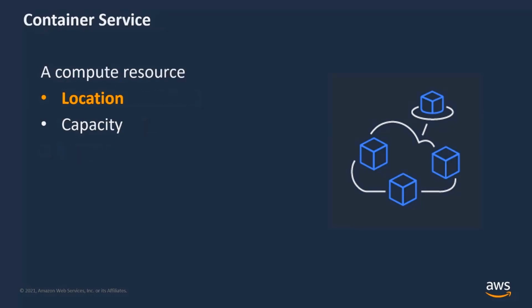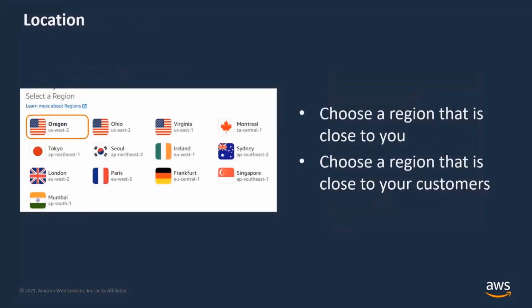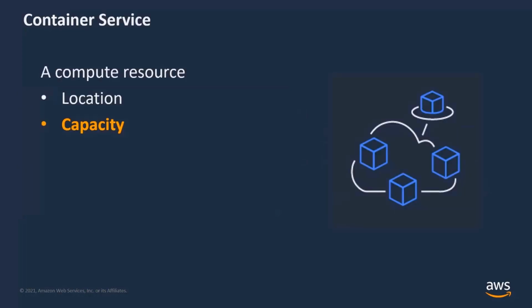First is location. Container services are located in the same AWS regions as Lightsail itself. And like when you choose a region to launch a Lightsail instance, you choose a region for your containers similarly by asking yourself questions like, who's going to be using the container service? Where will the customers of this container service be located? Does the container service need to run in a certain geography? Do I have any data sovereignty concerns? Once you've decided where to locate your container service, then it's time to decide what your capacity requirements are.